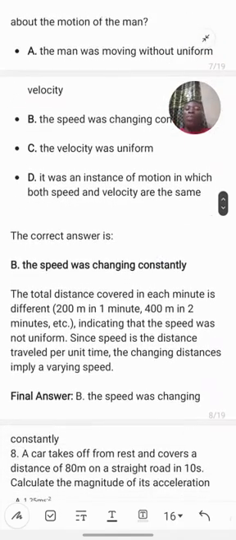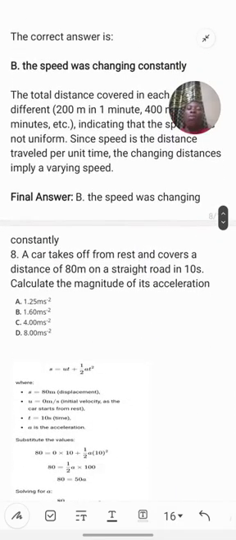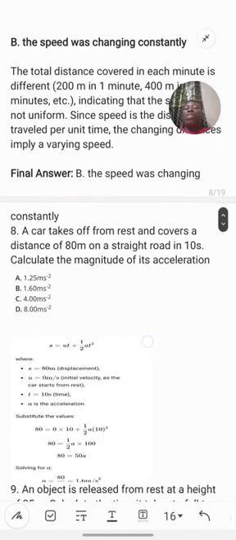Okay, now the next one. They say a car takes off from rest and covers a distance of 80 meters on a straight road in 10 seconds. From rest means the initial velocity is 0 meters per second. Calculate the magnitude of its acceleration.